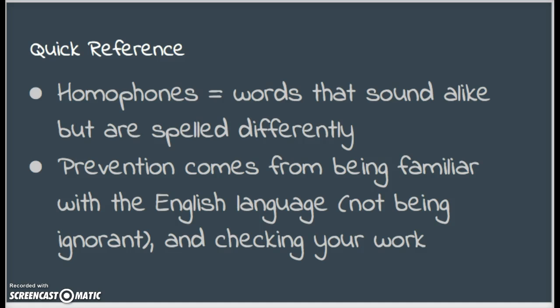In summary, homophones are words that sound similar but are spelled differently. There are no major tricks to prevent all homophone errors. The prevention of homophone errors comes from just being familiar with the English language and how it works, and by checking your writing.